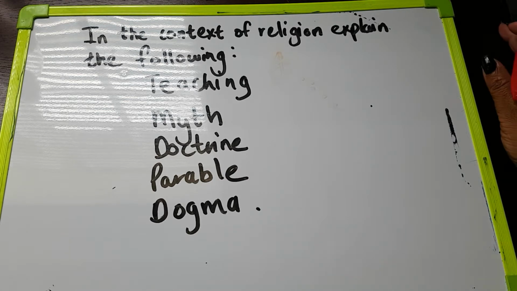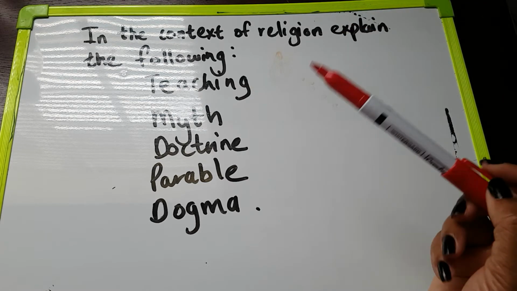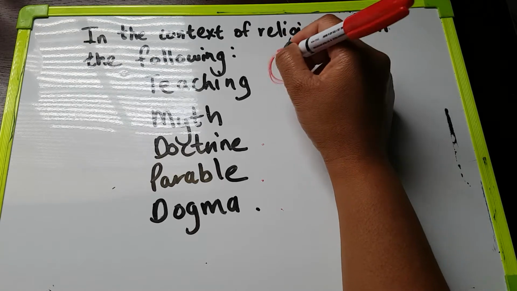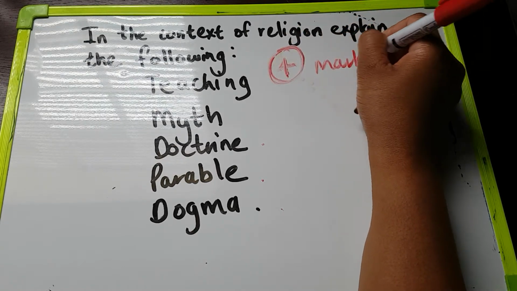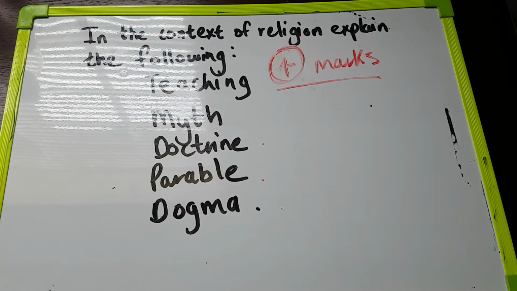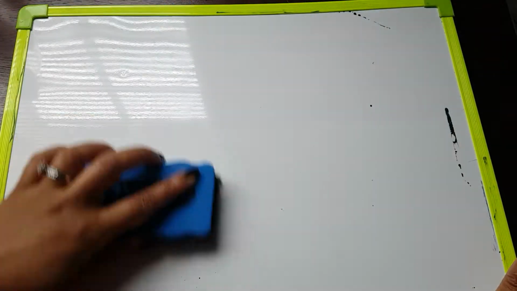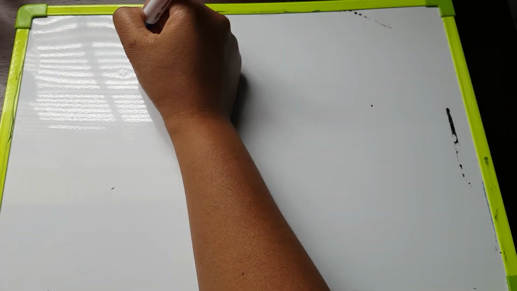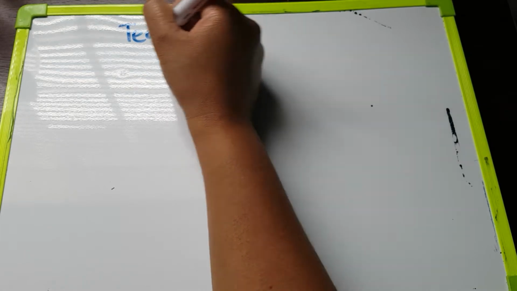Let's go. In the context of religion, explain the following. So we have to give an explanation of teaching, myth, doctrine, parable, and dogma. Now, when you explain each of these terms, you get 4 marks for each of them. So you have to be thorough and explain them properly. Okay, let's start off by explaining teaching. What is teaching in the context of religion?